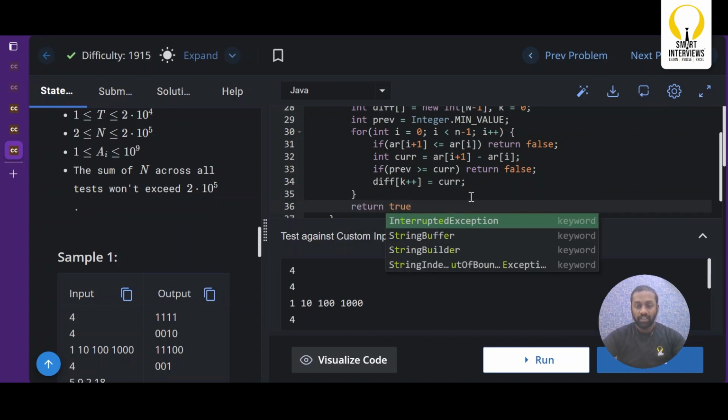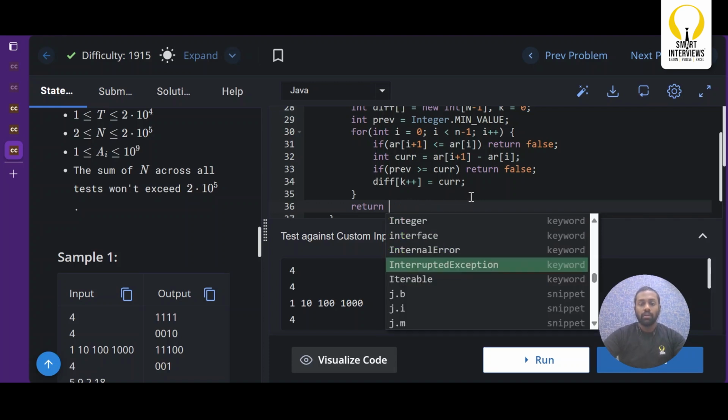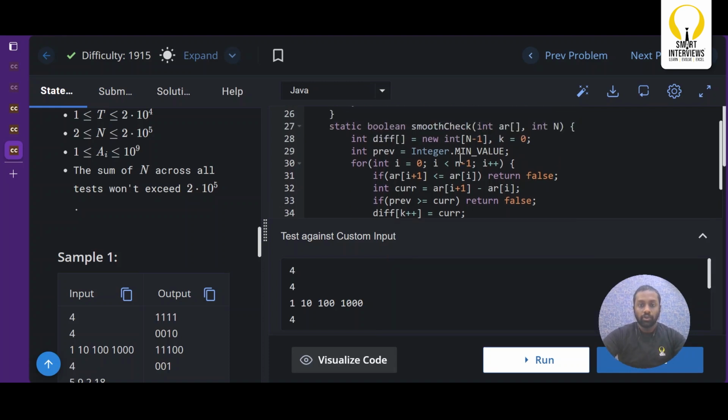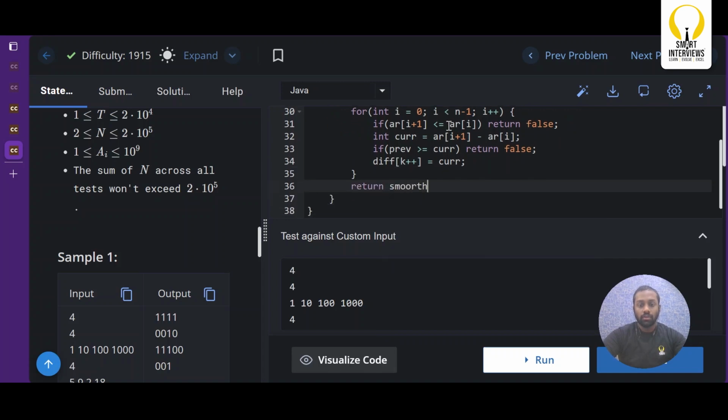And finally, can I directly return true? No. When can I return true? Only when the current difference array is also smoothly increasing. So I am going to use the smooth check function by passing in difference array, and size of the difference array is n minus 1, and check if it is smoothly increasing. If this is smoothly increasing, then I can finally return true.